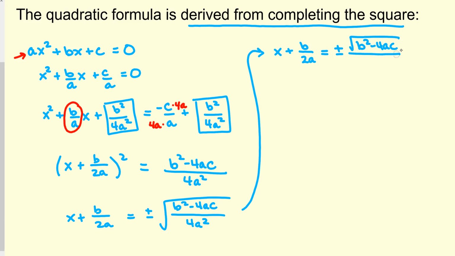And then let's go ahead and take the square root of the bottom. Square root of 4 is 2, square root of a squared is a. So over 2a. And then finally, the last step to get x by itself is to subtract b over 2a from both sides. So we have x equals the opposite of b over 2a plus or minus the square root of b squared minus 4ac over 2a.